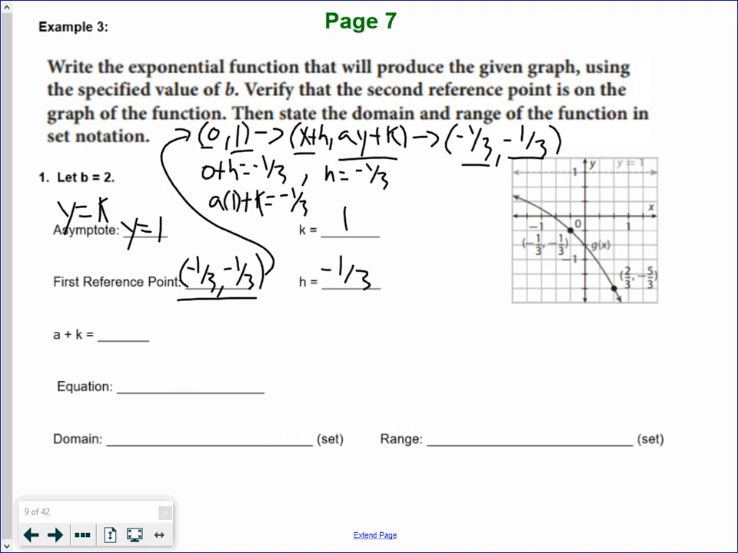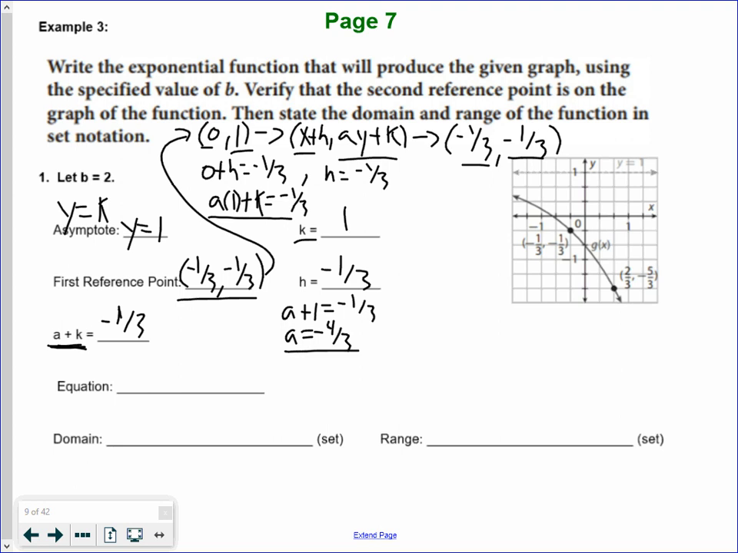So you can put that in over here. In our a plus k term, that's going to be the y value of your first reference point, which is also negative 1/3. To figure out our a now, we can plug in our k value, which we know from our asymptote, into this equation, a plus k, to figure out what our a value is going to be. So if we do that, we have a plus 1 equals negative 1/3. We subtract 1 on both sides and get that a equals negative 4/3.